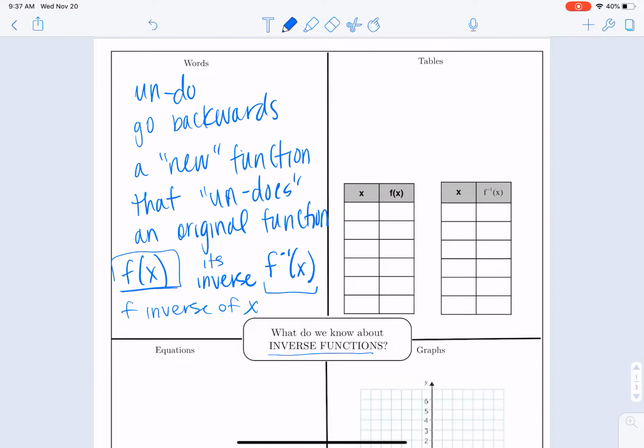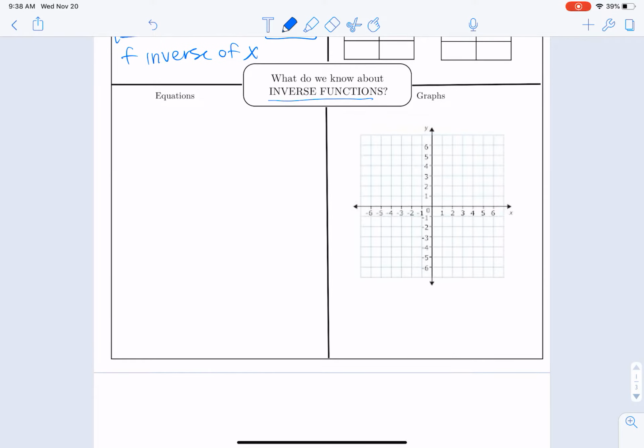So this here is f of x. This is f inverse of x. So there are some words that you can write, and feel free to add anything else in that box. So let's come down to an equation. Let's say that I have the equation f of x is equal to 2x plus 1.